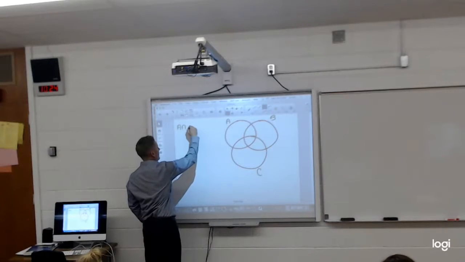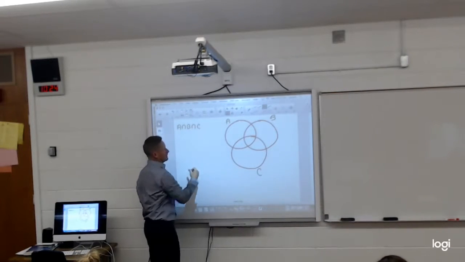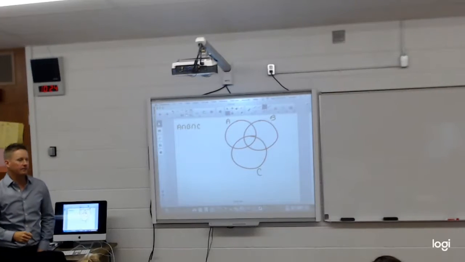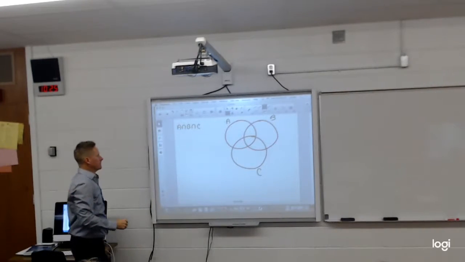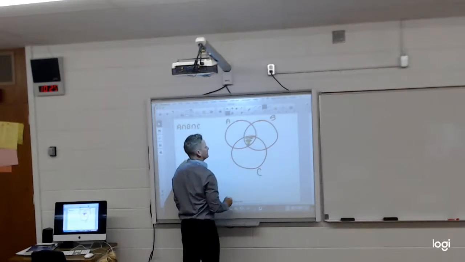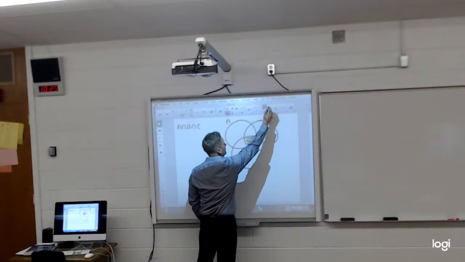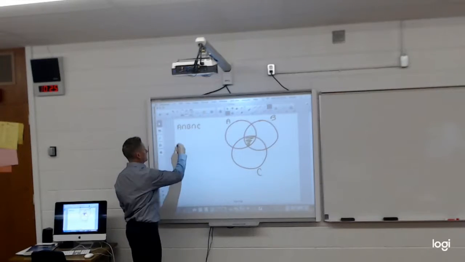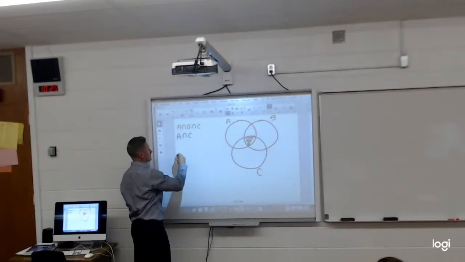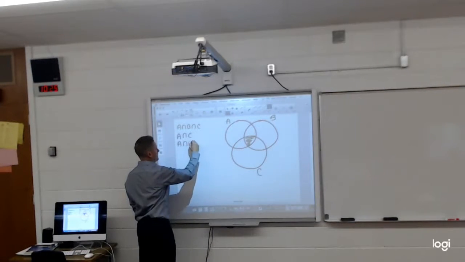A and B and C. What does that mean? Where do I find it? Right in the middle. So this is A and B and C. Right? Okay. If I look at A and C, A and B, B and C.